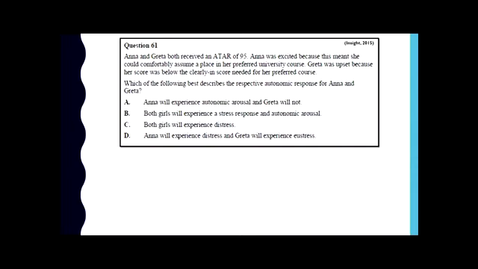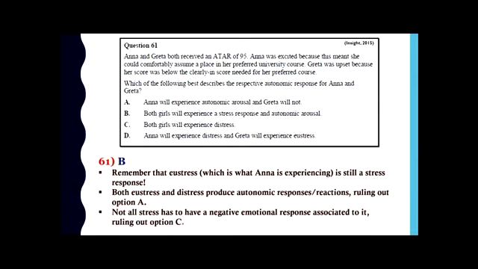Anna and Greta both received an 80 out of 95. Anna was excited because this meant she could get into her first preference. Greta was upset because her score was below her first preference course. Which of the following best describes the respective autonomic response for Anna and Greta? So just try to see what answer it could be. Anyone have any idea? B? Okay, let's have a look. Yeah, it's B. Good.